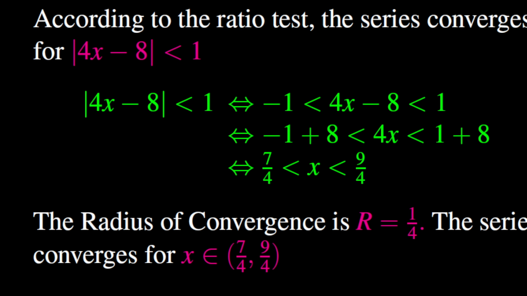This inequality can be further simplified to the inequality 7 over 4 less than x, and x less than 9 over 4. Consequently, the radius of convergence is equal to 1 over 4. The series converges for x in the open interval with endpoints 7 over 4, and 9 over 4.